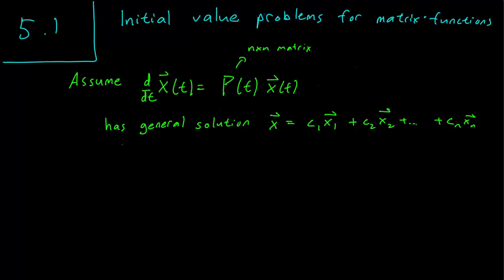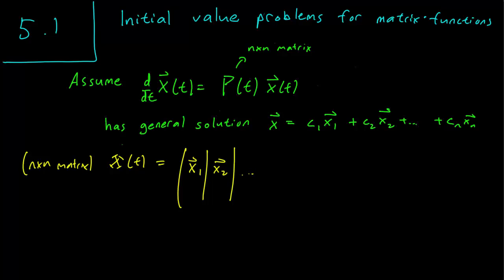So recall that all these vectors are n vectors. They're vectors of n elements. The first thing we want to do is to write this solution in terms of a matrix as well. So we can let x(t) be an n by n matrix, and let this matrix be of this form. The first column is going to be x1, the second column is going to be the vector x2, and so on, and the last column is going to be a vector xn.